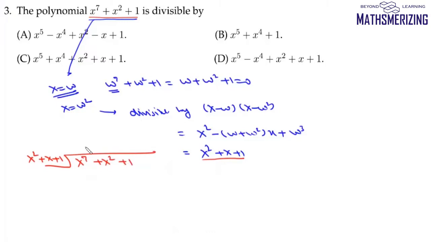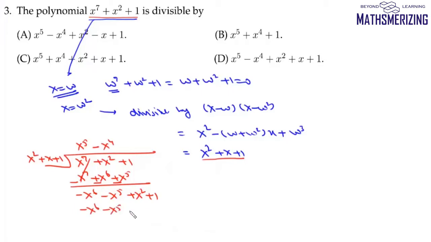So here we'll get x to the power 5. So it will be x to the power 7 plus x to the power 6 plus x to the power 5, with the signs changed, and then minus x to the power 6 minus x to the power 5 plus x square plus 1, and then it will be minus x to the power 4. So it will be minus x to the power 6 minus x to the power 5 minus x to the power 4.